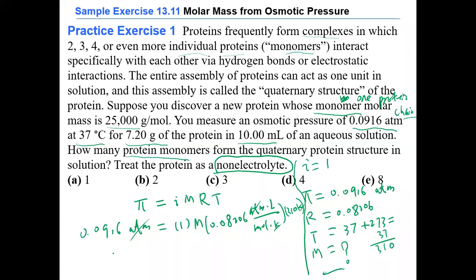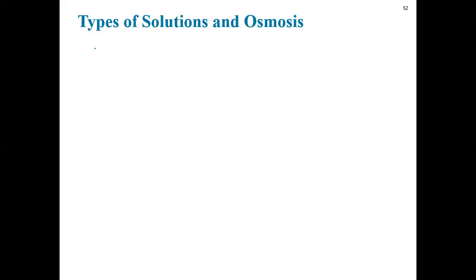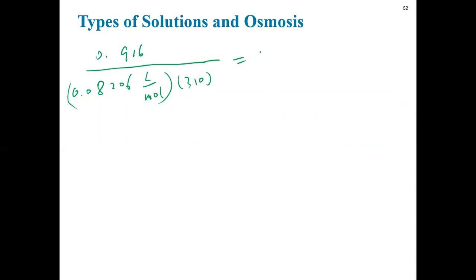So you take 0.0916 divided by 0.08206. For all kinds of cancelling, you just have these two units left over from the R, and then you have this 310, which doesn't have a unit anymore. That's our capital M. Okay, so after you do the calculation, you find our capital M is 0.0365 molar, moles over liters.